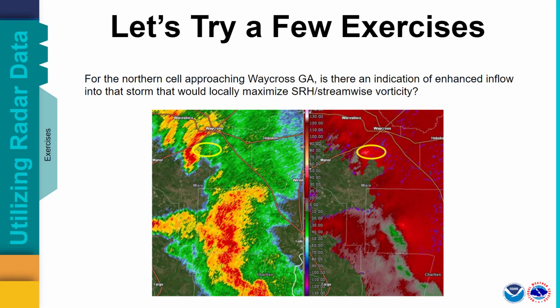On the velocity image, there appears to be some increase in the outbounds within the inflow region that is highlighted here. This would suggest a relative maximum of SRH, or streamwise vorticity within the inflow region of the storm of interest. Shortly thereafter, a brief tornado is produced by the storm as it passes just west of Waycross, with some damage resulting.